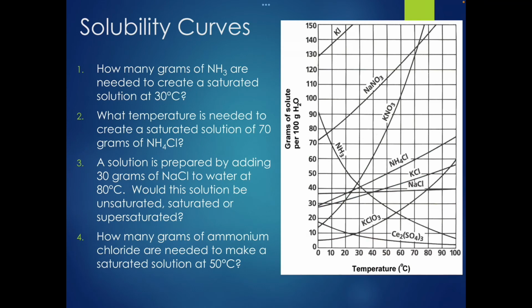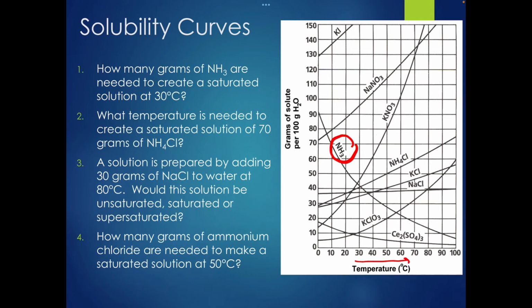So let's look at this. This says, how many grams of ammonia are needed to create a saturated solution at 30 degrees Celsius? Remember, each one of these substances, usually solids, has its own solubility curve, so we need to find the one for ammonia. This is ammonia here. Ammonia is a gas, so you'll notice that as we increase the temperature, its solubility is going down. That makes sense, because as we increase the temperature, we're giving those gas molecules more energy, and they're able to leave our liquid. So logically, that makes sense.